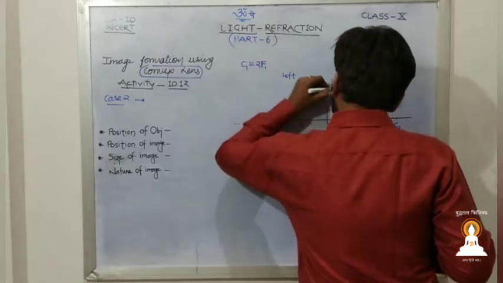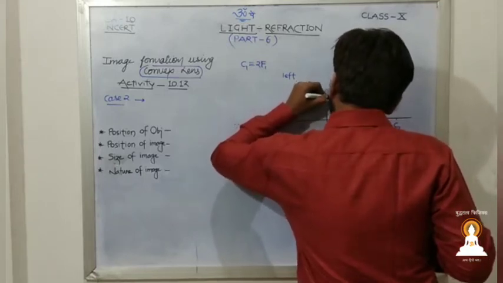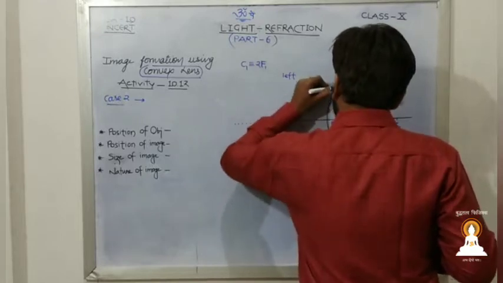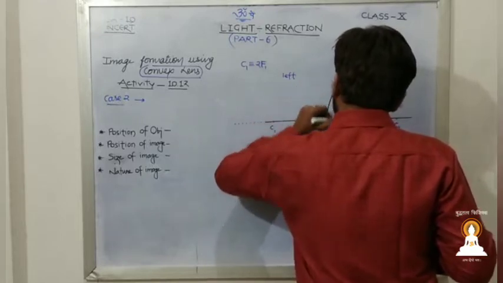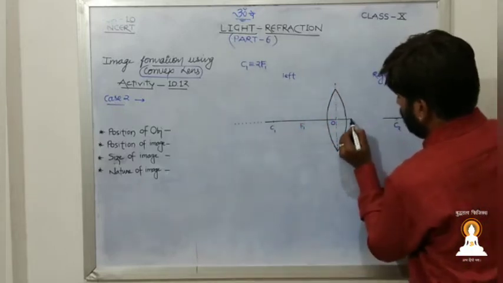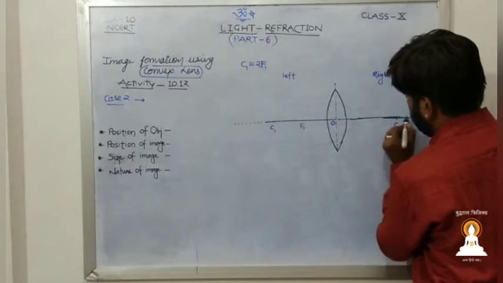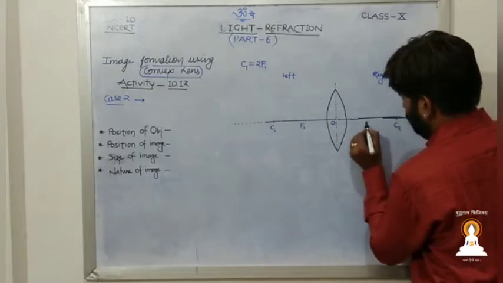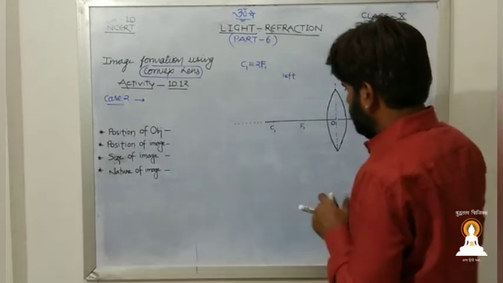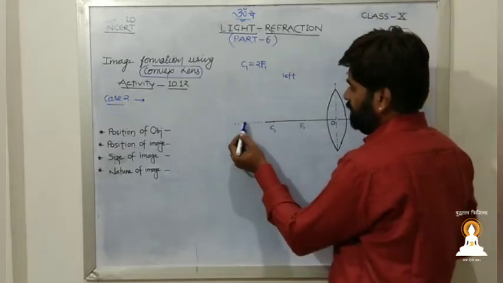Case number 2, in which we are going to put our object just beyond C. Just beyond C means what, sir? This was F2. Just beyond C means just at the back, just nearby C1.